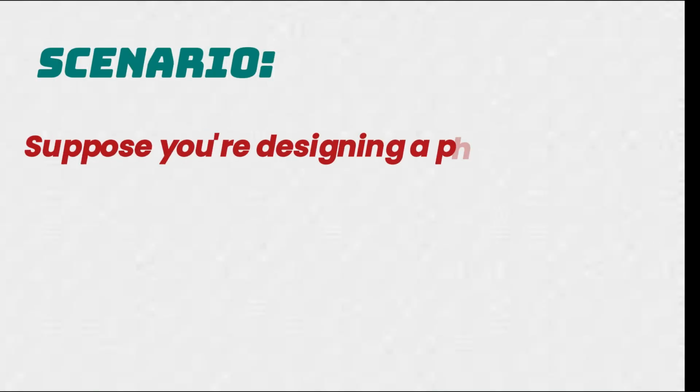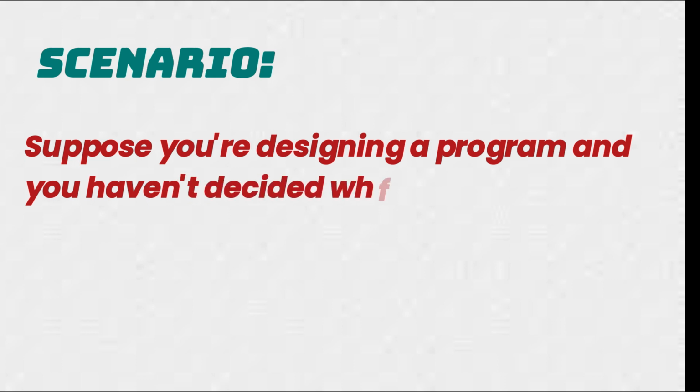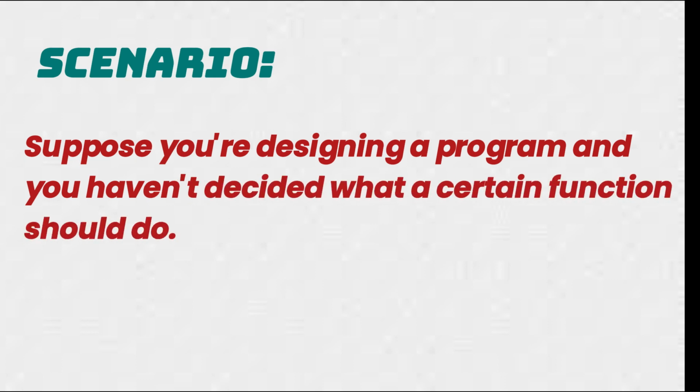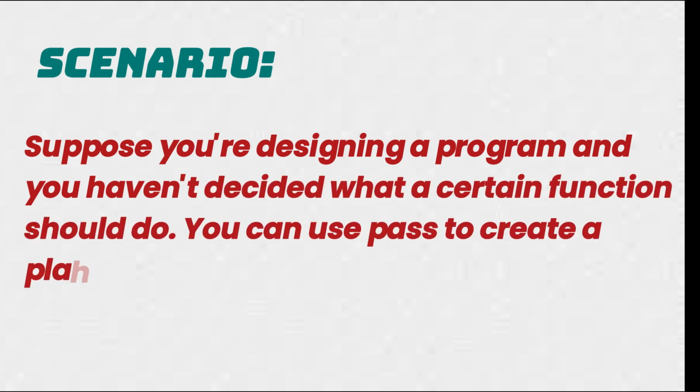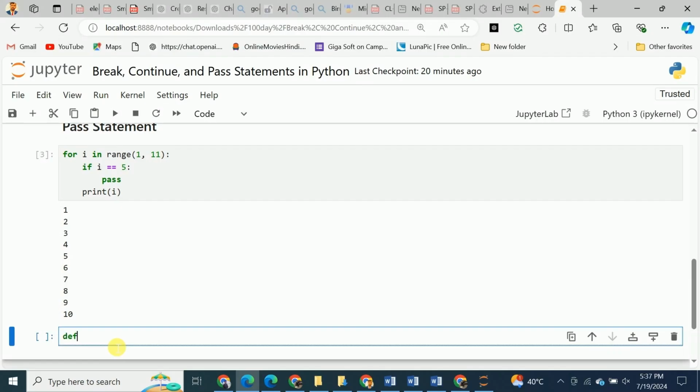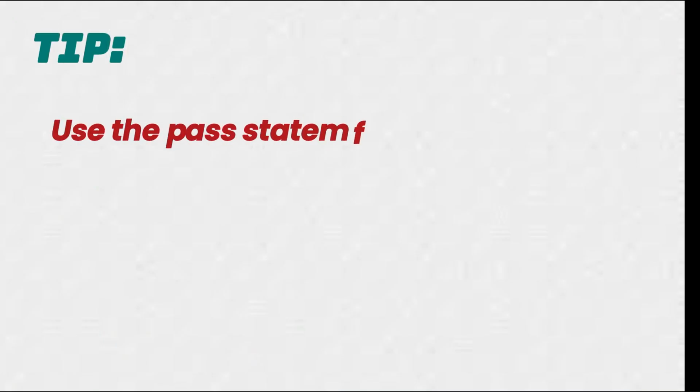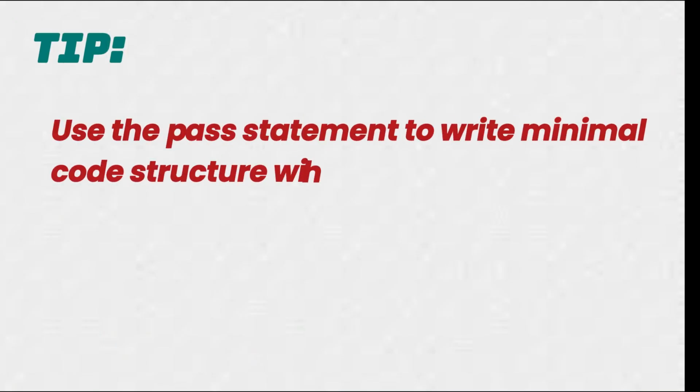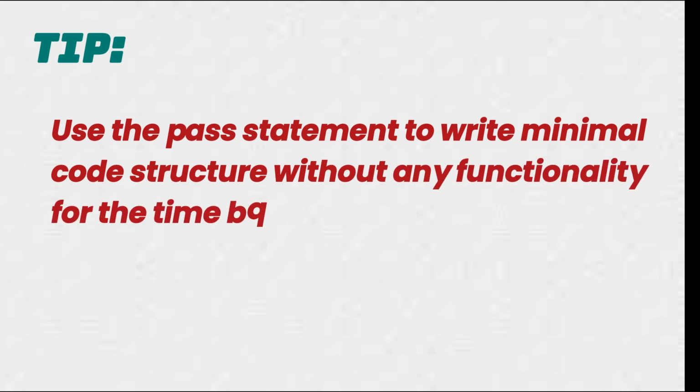Scenario. Suppose you are designing a program and you haven't decided what a certain function should do. You can use pass to create a placeholder function. Example: def feature_function(): pass. Tip. Use the pass statement to write minimal code structure without any functionality for the time being.